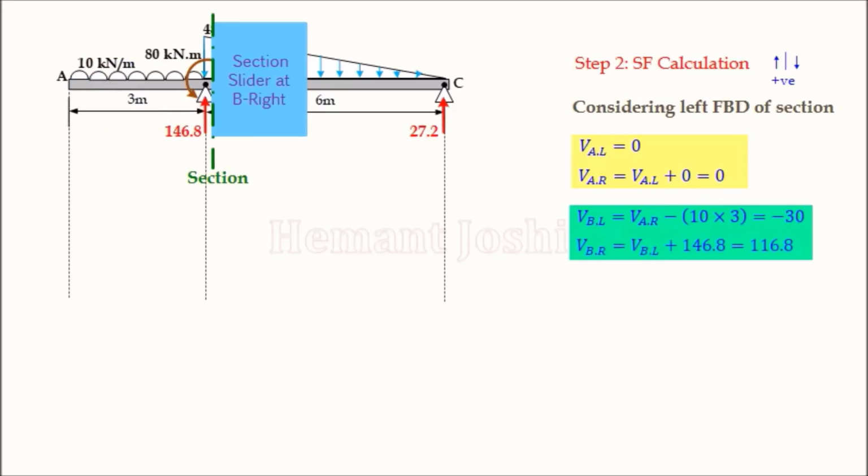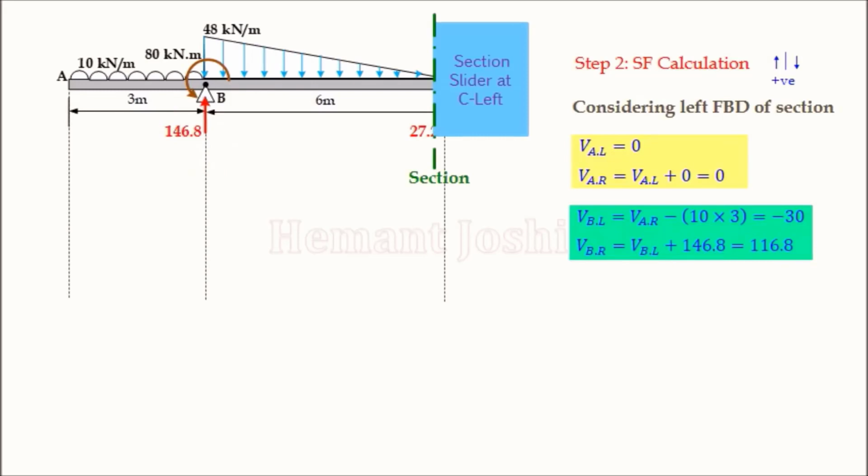Next is B right, just right of B. From B left to B right, observe that this vertical reaction comes into the picture. So this value is taken as it is, and the newcomer from B left to B right is the vertical reaction upward, so it is positive. So the final answer is 116.8.